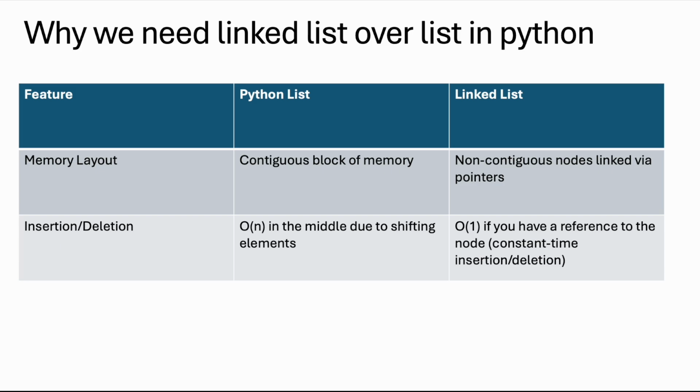The answer lies in how they store data. Python lists are stored in a contiguous block of memory. So for certain operations like inserting or deleting elements, especially in the middle of the list, the elements need to be shifted, which takes big O of n time. But linked lists are stored in non-contiguous nodes, linked through pointers. With a linked list, if we have a reference to the appropriate node, we can insert or delete an element in constant time. And this is one of the main advantages of using a linked list.